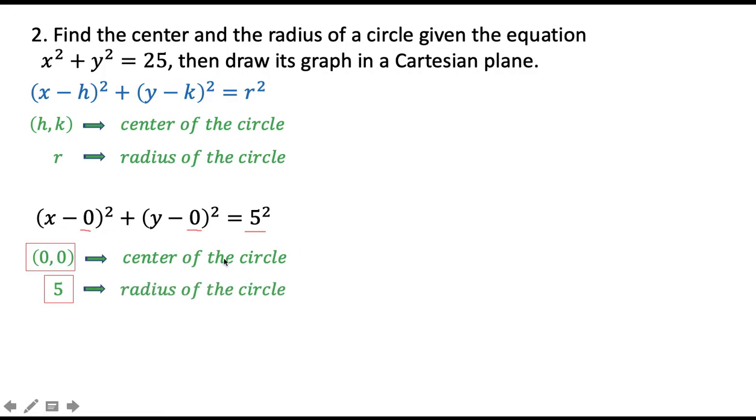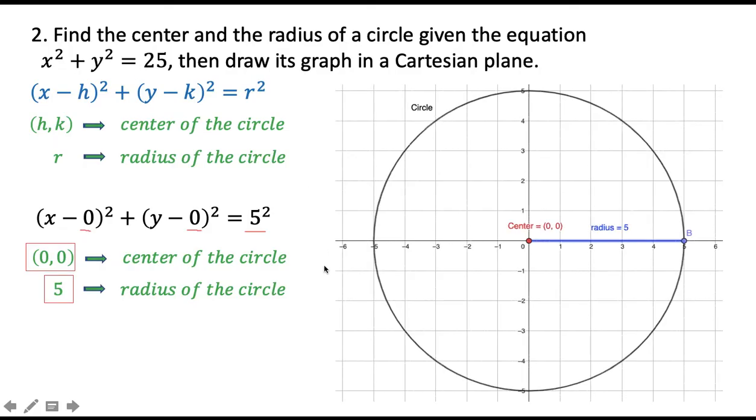Now to graph this given equation, this is how it looks. The center is (0, 0), so it is located at the origin of the Cartesian plane. And the radius is 5, so that is 5 units from the center to any point of the circle. So 1, 2, 3, 4, 5.